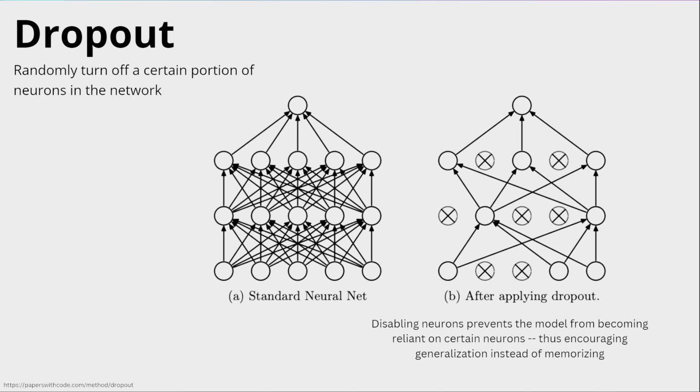Very similar to what we did with L1. L1 basically disables certain weights of your model layers. Dropout disables entire neurons, so it prevents the model from relying on certain connections to different neurons. And since it basically breaks those connections, it encourages generalization.